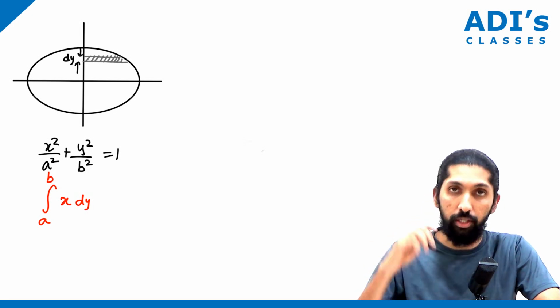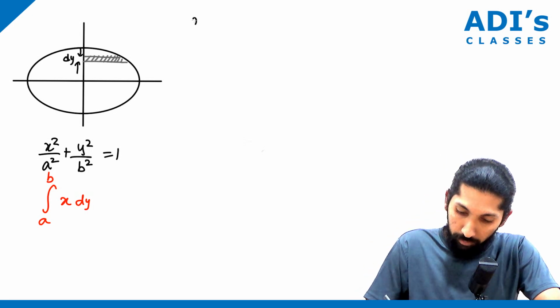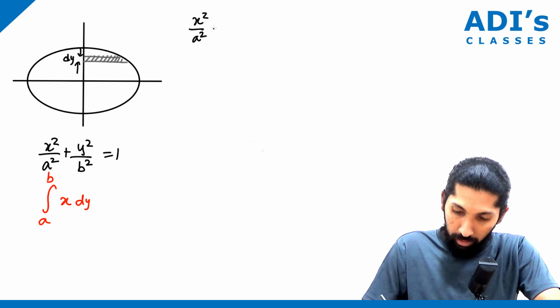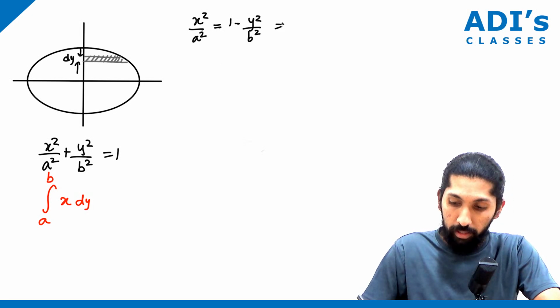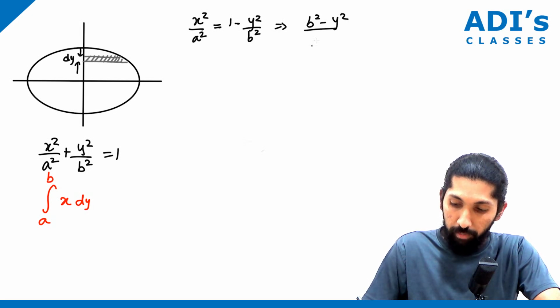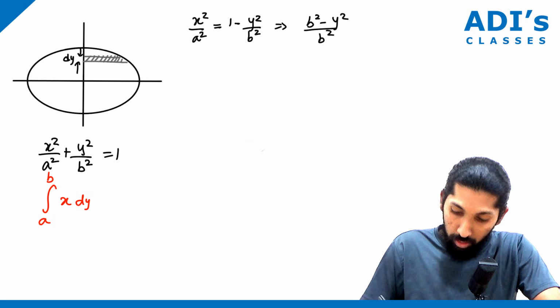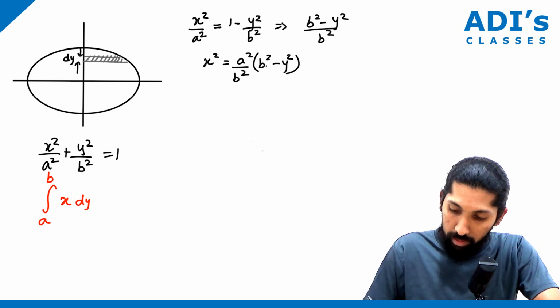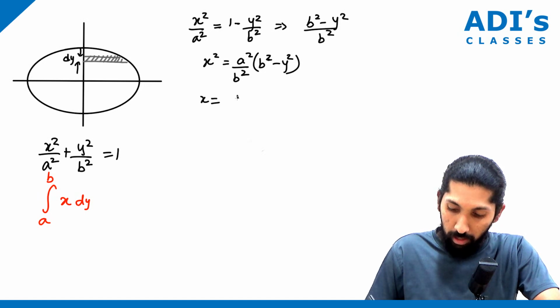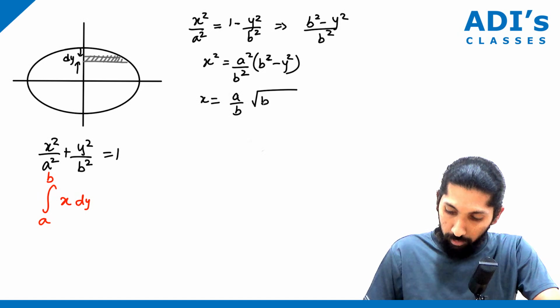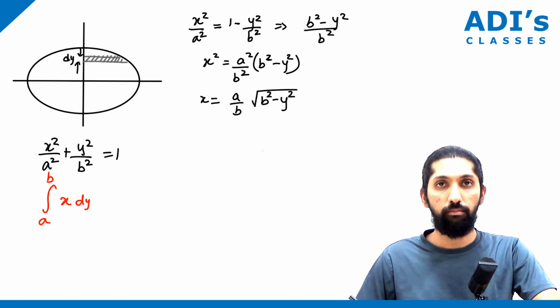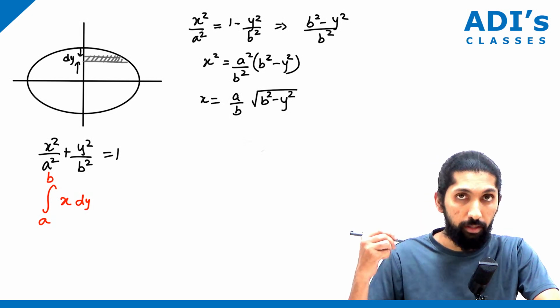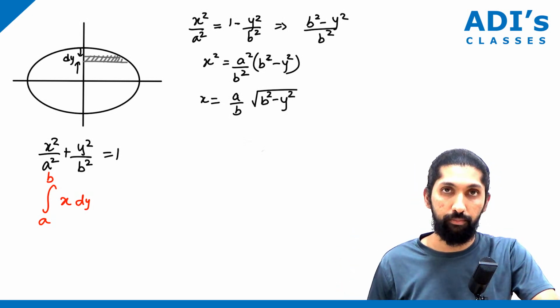To make x the subject of the formula, see this? You have x square by a square is equal to 1 minus y square by b square. Or you can write this as b square minus y square by b square, correct? So x square is equal to a square divided by b square into b square minus y square. So what is the x value? a by b into root of b square minus y square. We got the value of x. Now we need to integrate this, get the formula. Okay, so we'll do this now.